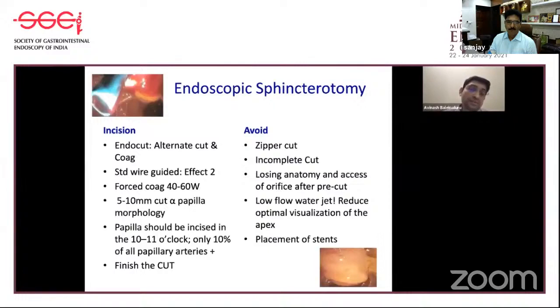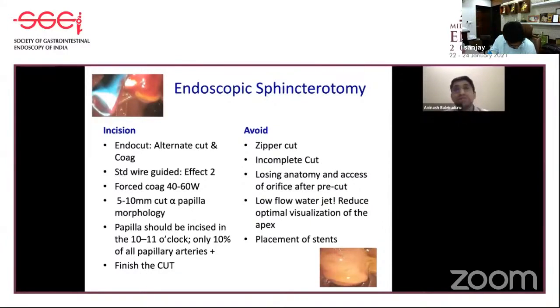At that position, only 10% of all the papillary arteries are there. So the bleed chances are much lesser whenever the cut direction is in that area. It is a combination of the sphincterotome bowing, the right torque on the scope, as well as the big wheel on the scope.